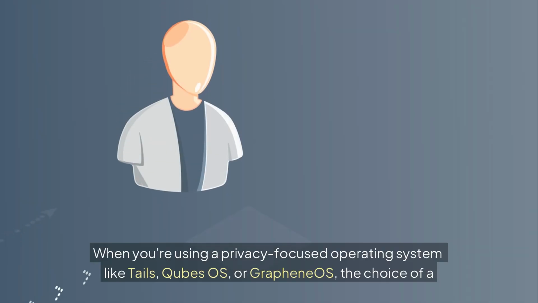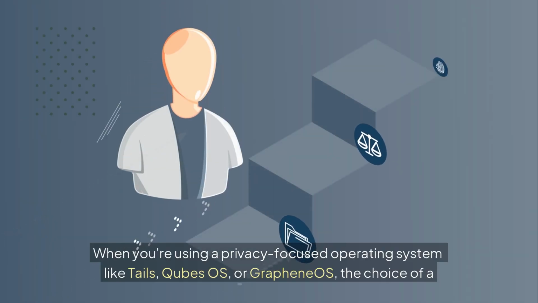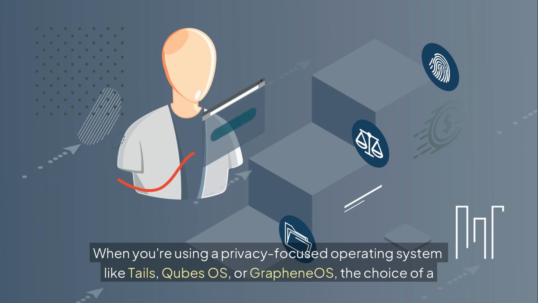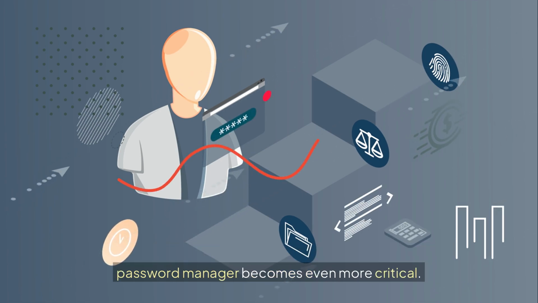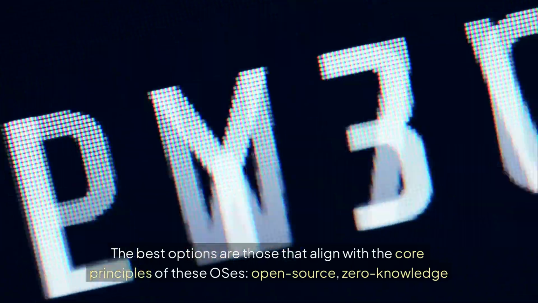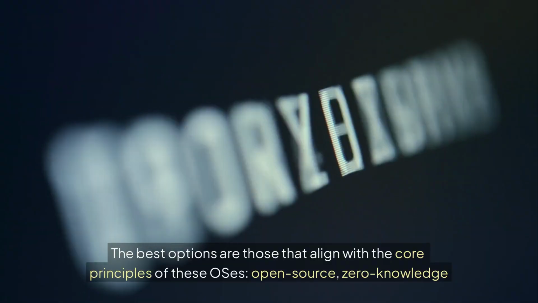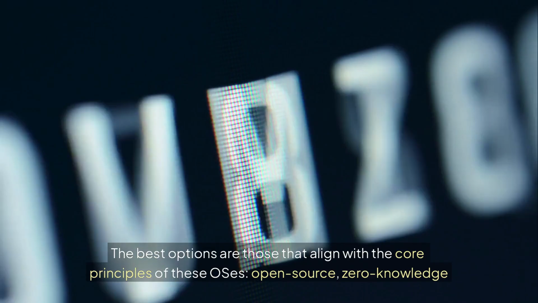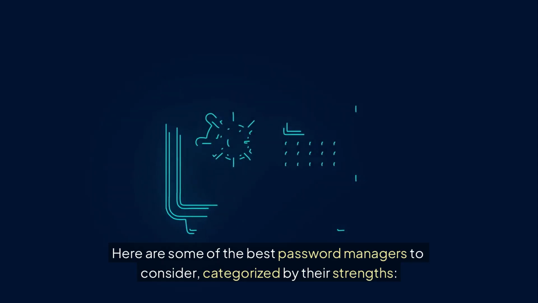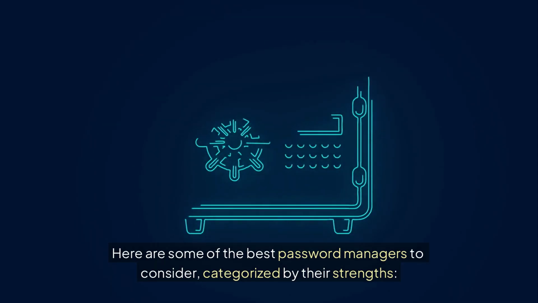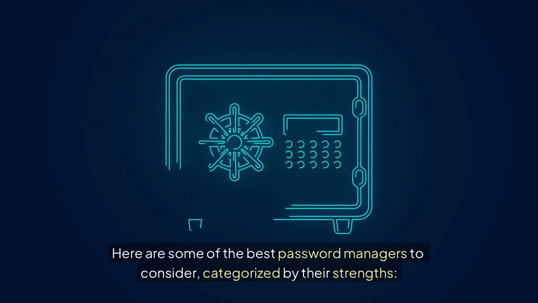When you're using a privacy-focused operating system like Tails, Qubes OS, or Graphene OS, the choice of a password manager becomes even more critical. The best options are those that align with the core principles of these OSs: open source, zero-knowledge architecture, and local control. Here are some of the best password managers to consider, categorized by their strengths.